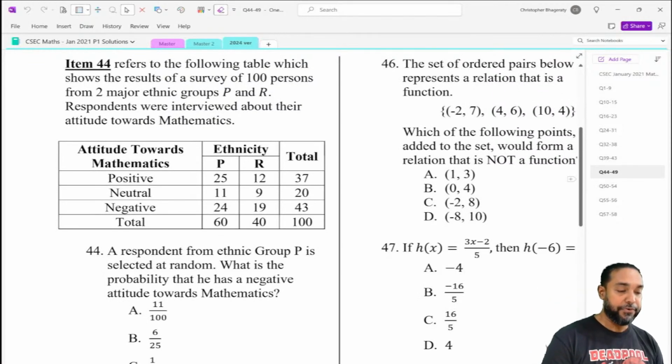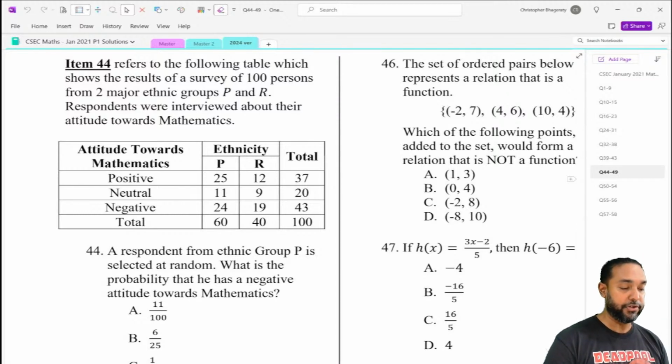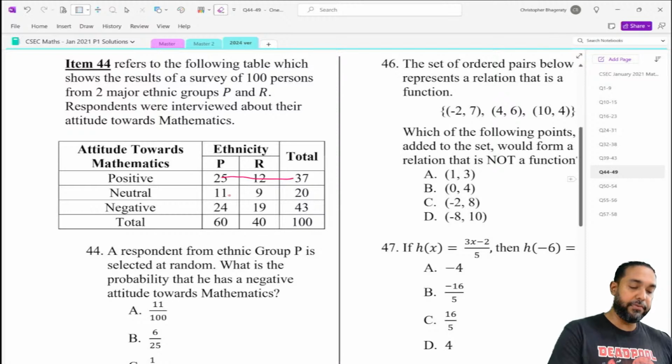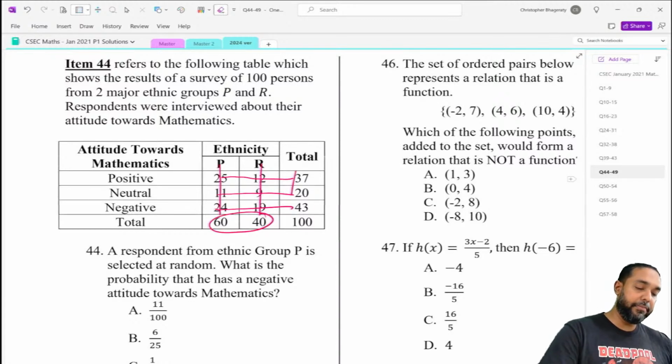Item 44 refers to the following table, which shows the results of a survey of 100 persons from two major ethnic groups, P and R. Respondents were interviewed about their attitude toward mathematics: positive, neutral, negative. So you can add across to get total positive, total neutral, total negative. You can add down to get total P, total R. And 60 plus 40, and these three will both give us 100.